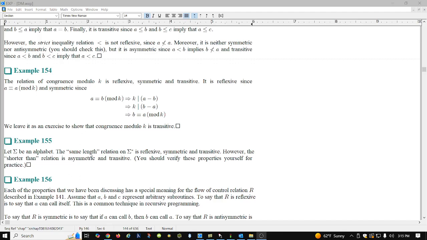If sigma is an alphabet, the same length relation on sigma star is reflexive, symmetric, and transitive. However, shorter than is asymmetric and transitive. And I'll let you verify those.